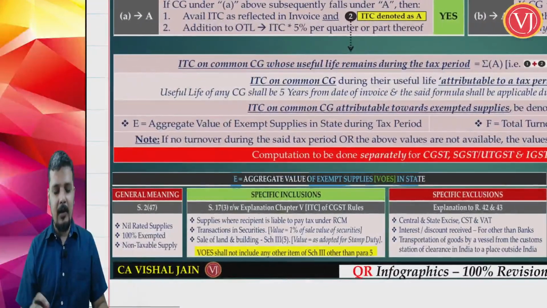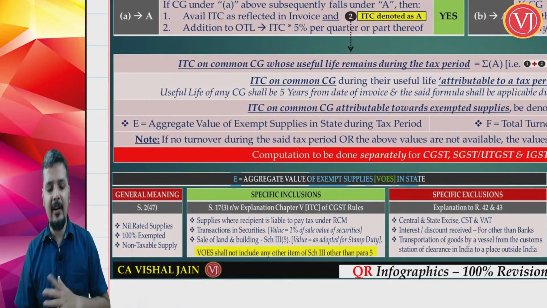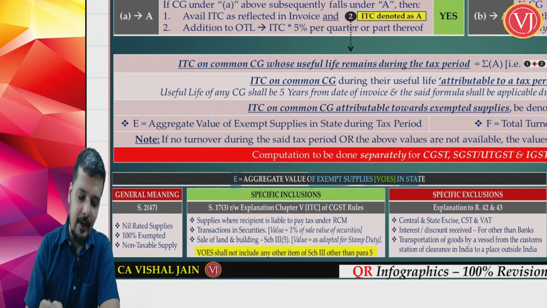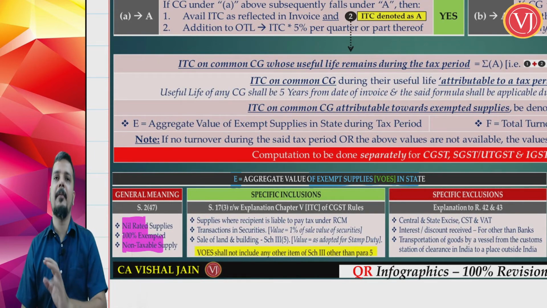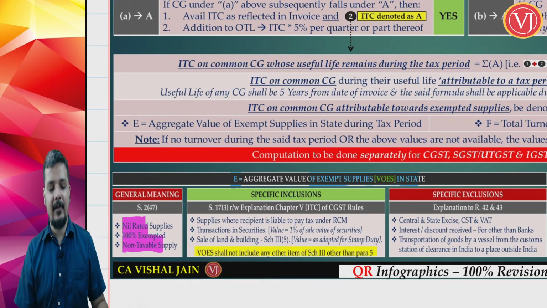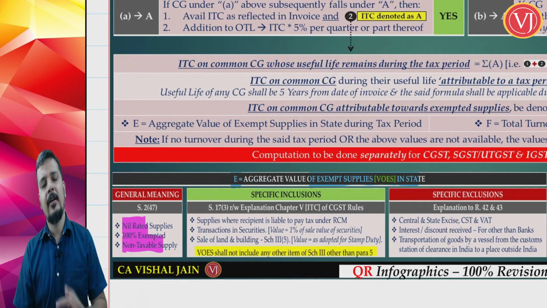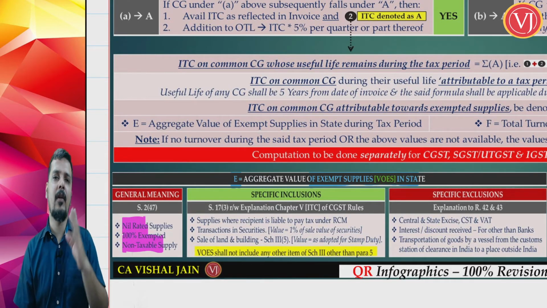Now, what is meant by value of exempt supplies? General meaning. What is meant by value of exempt supplies? Value of exempt supplies generally means nil rated supplies. Normal meaning of exempt supplies: nil rated, 100% exempted, non-taxable. That is the normal meaning of value of exempt supplies as per section 2, clause 47. Nil rated, 100% exempted, and it includes non-taxable supply.